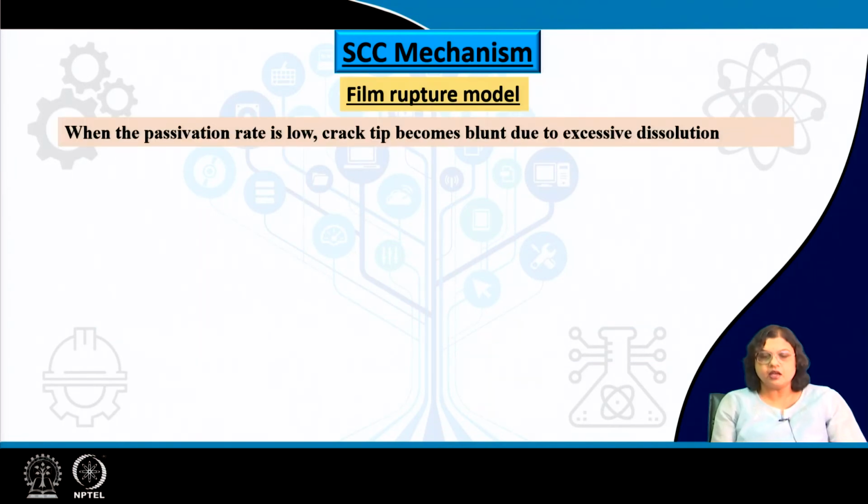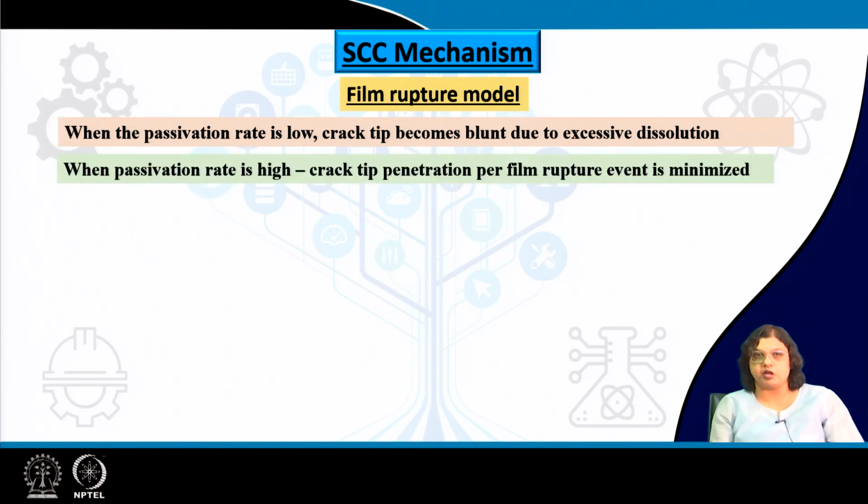Typically, this is also related to the passivation rate and the growth of the crack. When the passivation rate is low, the crack tip becomes blunt due to excessive dissolution. The corrosion reaction is happening, and that dissolves the material and makes the crack tip blunt. If the crack tip is getting blunt, the stress concentration factor reduces there, and the plastic zone or the ability to plastically deform also reduces. That means the film may not get ruptured, or even if it does, it may not be that detrimental.